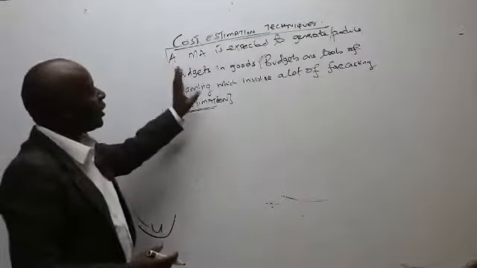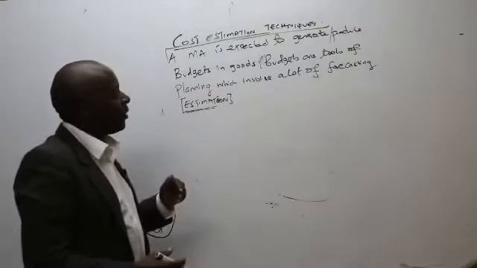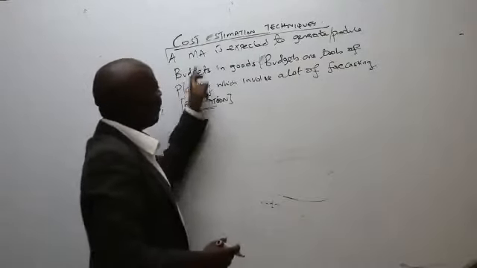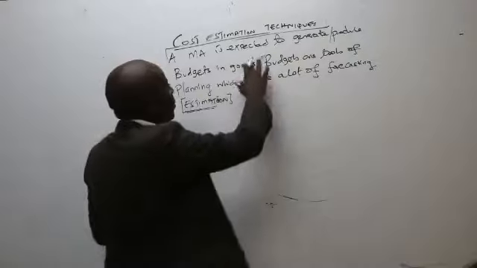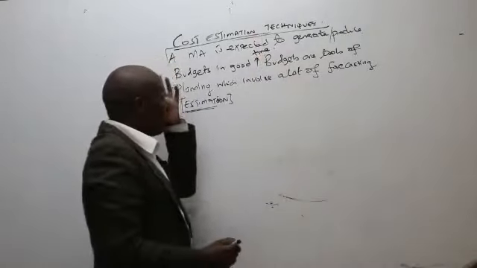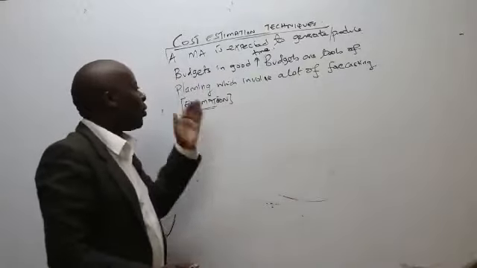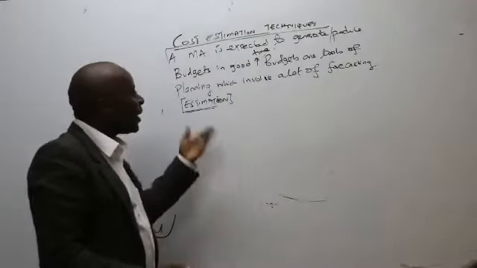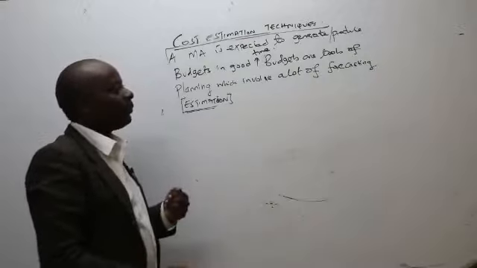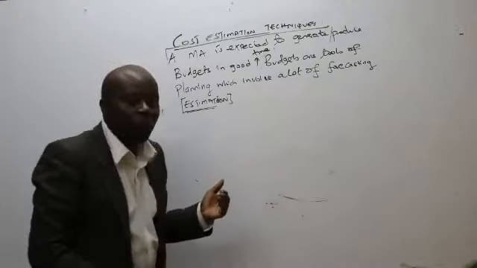So a management accountant is expected to generate or produce budgets in good time. And we are saying that budgets are tools of what here? Planning, which involve a lot of forecasting, or making estimates, coming up with the estimations. So how is the future going to be looking like? That is what we call forecasting.